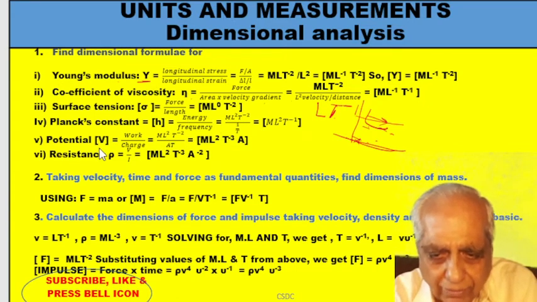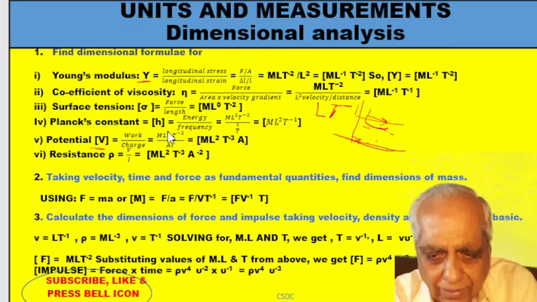Potential V, this is very important. By definition, potential V is work upon charge. For work, write it; for charge, we have done today, it is A into T, ampere into time, rate of flow of charge, rate of flow of current. Charge is rate of flow of current times time, so A into T. So we get the answer.